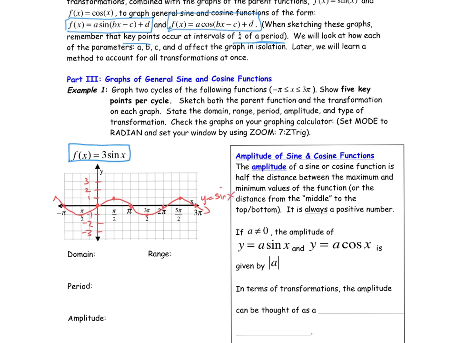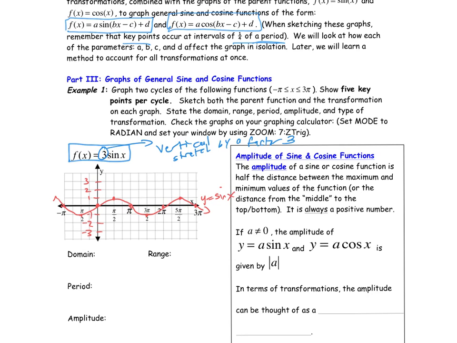And now I'm going to graph in blue 3 sine x. So what does this 3 do to my function? That is a vertical stretch by a factor of 3. That's the way we used to talk about it. Now we're going to use some different terminology when we're talking about trig functions. So what's going to happen is all the y values are going to be multiplied by 3. So I can take the points from the parent function, simply multiply the y values by 3.